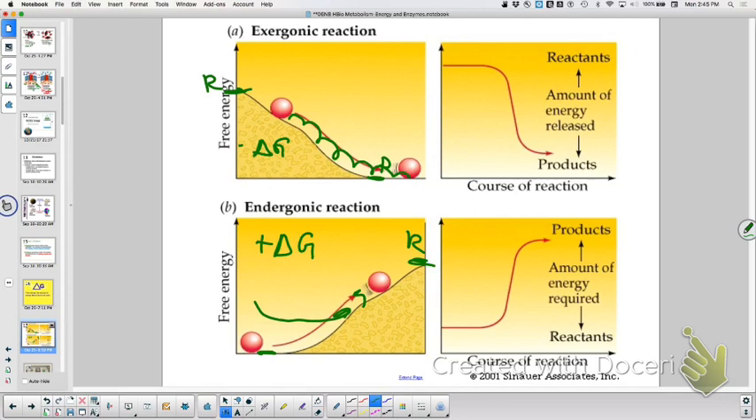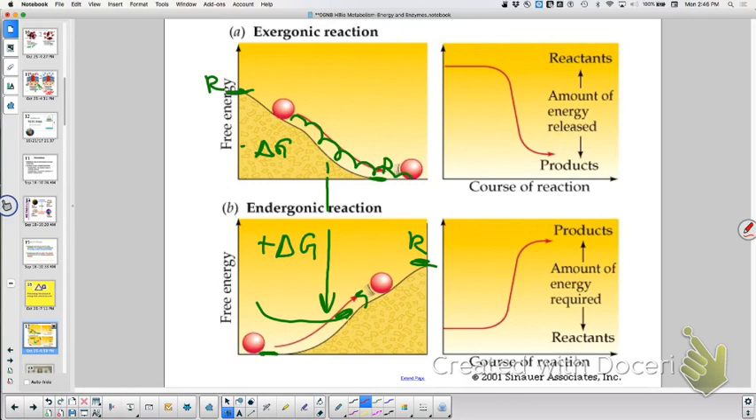So in this case, my delta G, the energy I lost here, could be used for the energy I need down here. What do you call that? The energy I lost here could be used in this reaction that I need energy. What do you call it? Coupled reactions. Exactly. Okay. This is going to give off energy. This one needs energy. Coupled reaction.